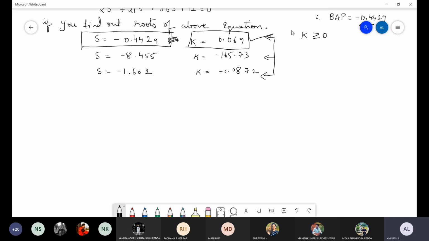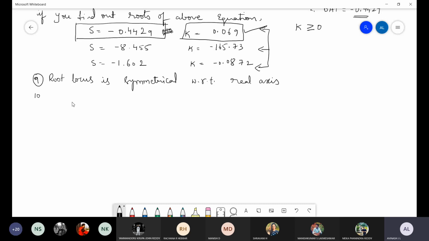we'll go for the next step, that is step number 9. So what is step number 9 saying? It is saying that the root locus is symmetrical with respect to the real axis. So this is a very important step here. The root locus is symmetrical with respect to the real axis. So this step we need to observe in the root locus. We are not going to solve anything.